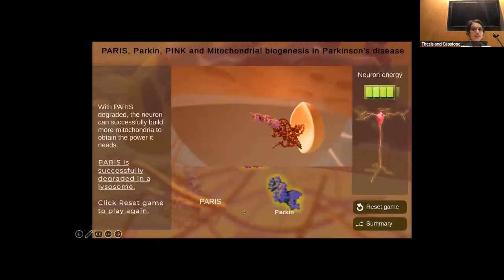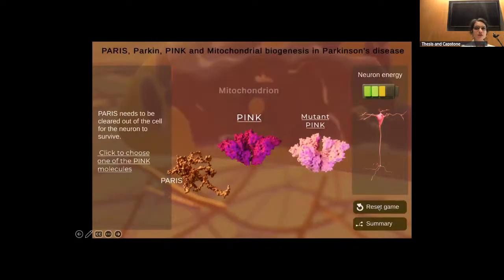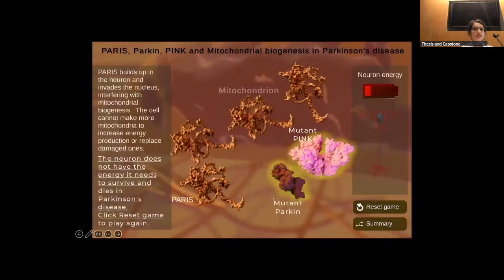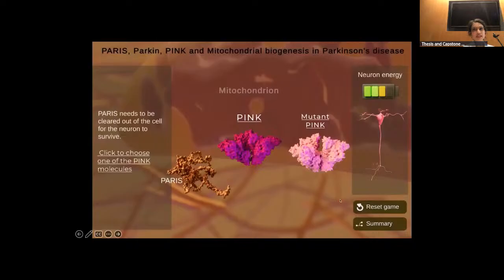Depending upon the choices made, PARIS in the end either clears or does not clear from the neuron, which causes the neuron to either continue or to die. This exploratory interaction allows the onboarding scientist or student to understand the nuances of the pathway. It could also form the basis to illustrate interventional strategies in the future. Finally, a cheat sheet shows the summary of the interactions between the molecules. And the game can be reset, allowing the user repeated engagement with the materials.